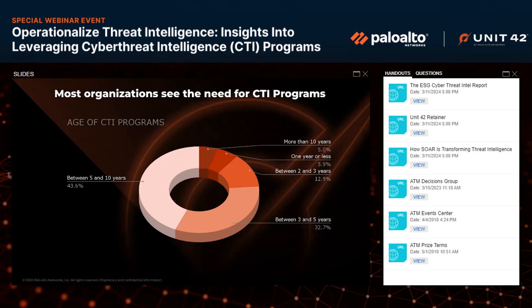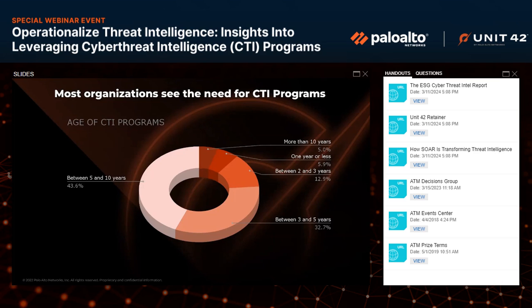And one thing is for sure, that the idea of a CTI program inside of an organization is not necessarily new. If you look at this, roughly 75% of organizations indicate that they have CTI programs that are anywhere from 3 years to 10 years old. So the idea of a CTI program inside of an organization isn't necessarily new, but it is maturing.